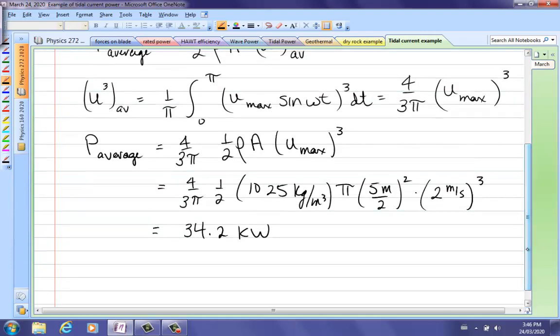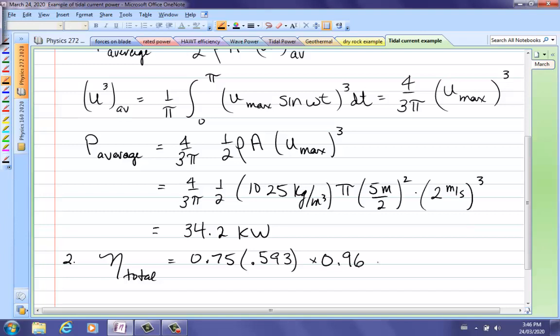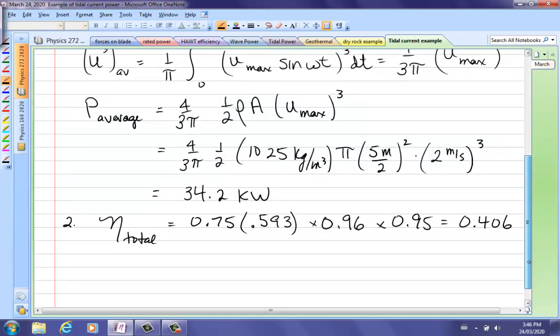Okay, that's number 1. Number 2, what is the overall efficiency? So we have 75% of the Betz limit, so that's 0.75 times the Betz limit, which is 0.593, actually, if you want to be more accurate. And then we have the drivetrain efficiency and the generator efficiency, so we just multiply them all together, and we get an overall efficiency of about 41%, so 0.406.